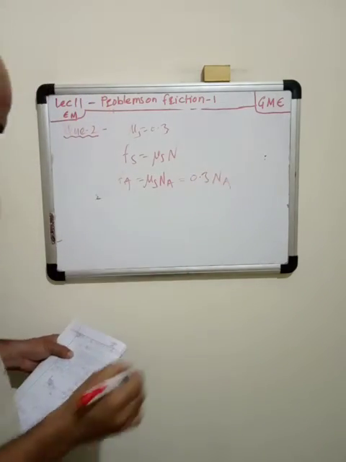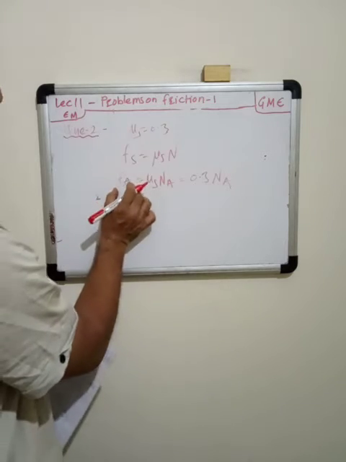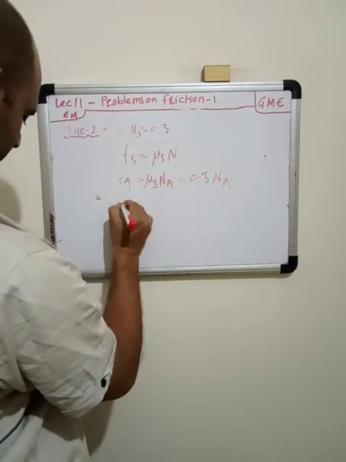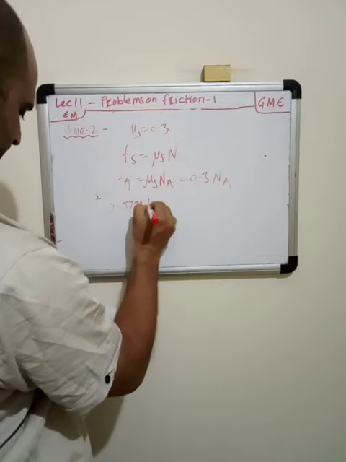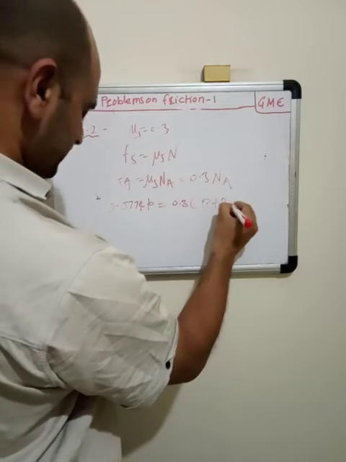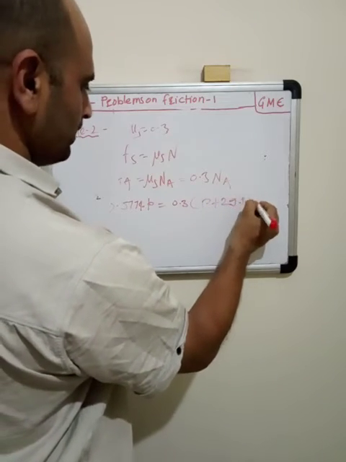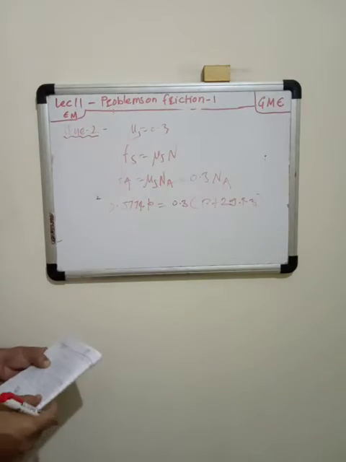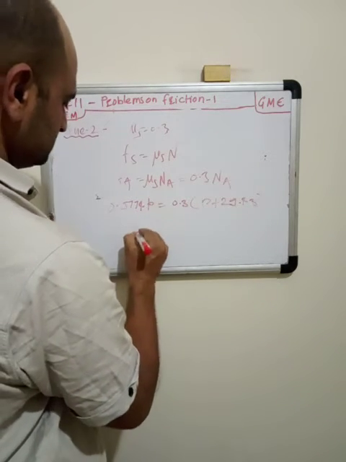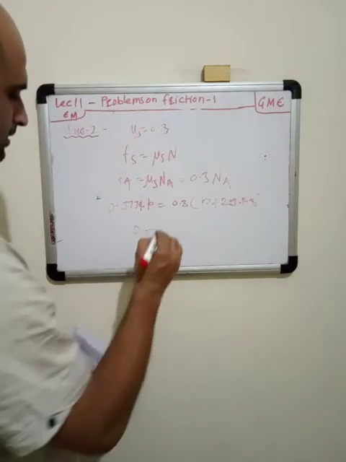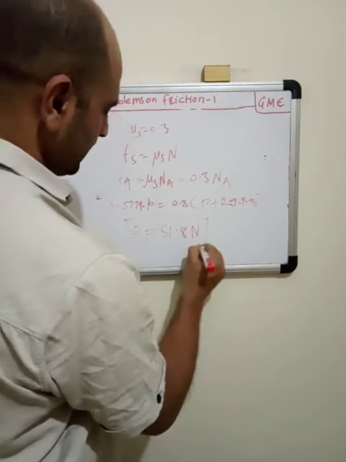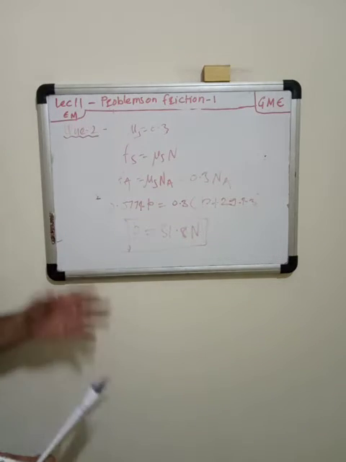From this, we know Fa, we have already calculated Fa in terms of P, right? Now I'll put this Fa, 0.774 P equal to 0.3 into Na, which I calculated as P plus 29.43, right? From this, see, in this equation there is only a single unknown. With the help of this, we got 31.8 Newton force we can apply on that. Okay, very simple one.